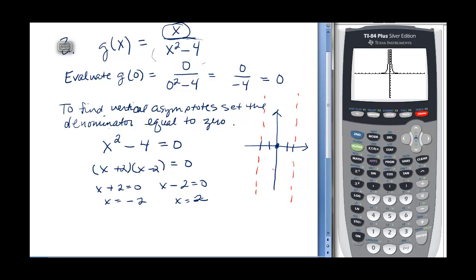To answer the next question, what values of x would make the denominator equal to 0? It would be when x is equal to 2 and x is equal to negative 2. So again, to find that, we just set our denominator equal to 0 to find those vertical asymptotes. Now, the cardinal rule is that your graph will not cross those vertical asymptotes because the function is undefined at that point.